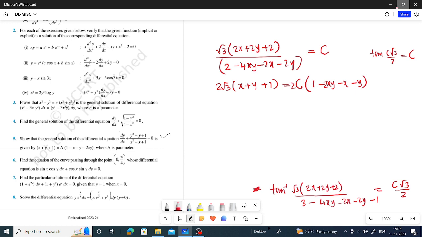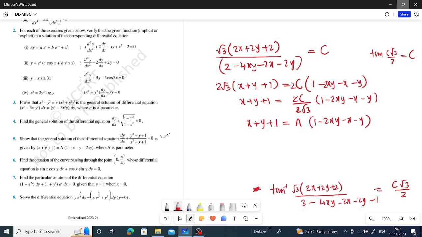Okay, and this x plus y plus 1 equal to 2c divided by 2 root 3 into 1 minus 2xy minus x minus y. So we got it, and c is cancelled. Whatever it may be, c by 3 root 3 is again a constant. So we substitute that term by a new term equal to a, 1 minus 2xy minus x minus y. So exactly what we got, where a is a parameter, a is a constant.